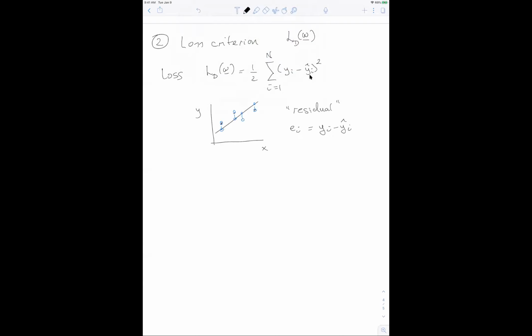Residuals are the mistakes that you're making on the training data. If the residual is positive, the true point lies above your prediction. If the residual is negative, the true point lies below the prediction.